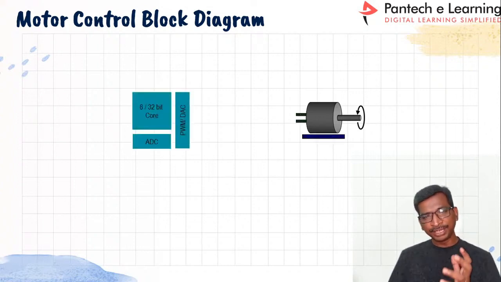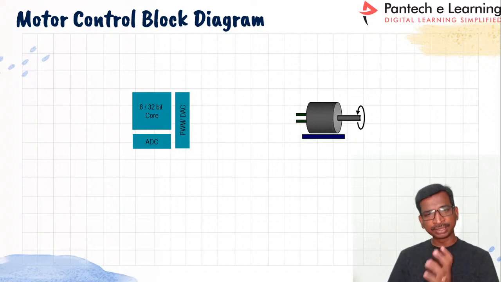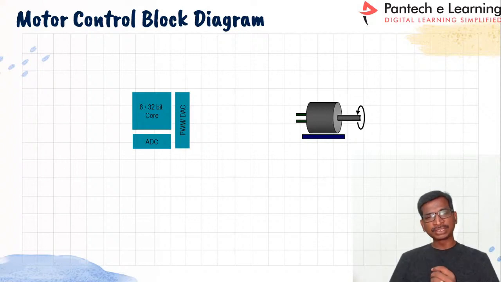So for this motor, we need a microcontroller to control the motor, right? So in that case, either an 8-bit, 16-bit, or 32-bit controller we can use. By default, some three major peripherals: one is the ADC, and PWM, and the DAC. Right, so these are the additional peripherals which we are going to use in the microcontroller board.